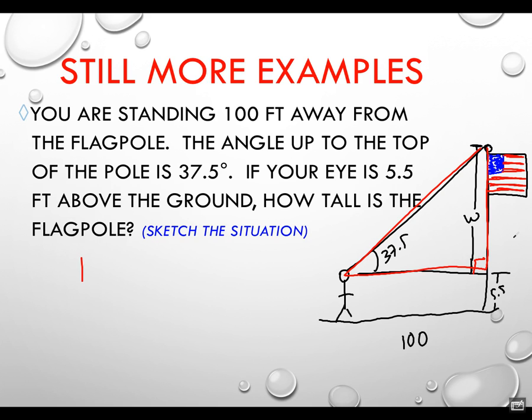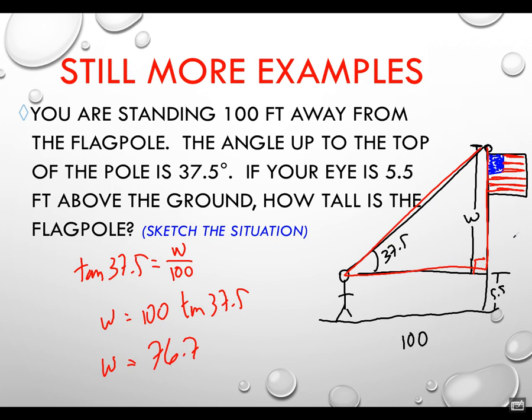What function uses opposite and adjacent? Tangent. So the tangent of 37.5 is equal to W over 100 or 100 over W? W over 100, which is easier because we don't have the switcheroo going on there. So W would be equal to 100 times the tangent of 37.5. So W is equal to 76.73, but I want to add 5.5 to that. And so the flagpole is 81.73 feet. Okay, that's a big flagpole.